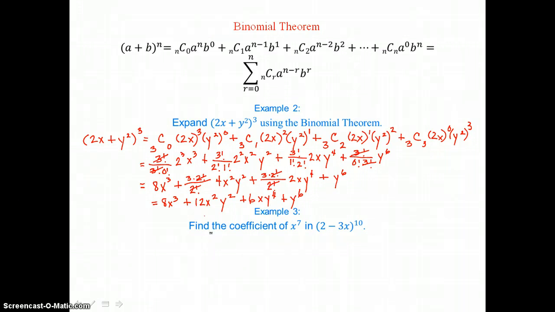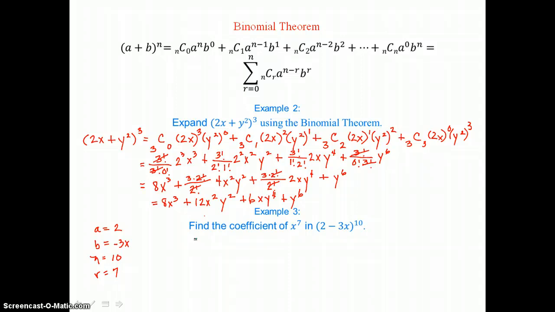In example 3, we want to find the coefficient of x to the 7th in the expansion of 2 minus 3x raised to the 10th power. So let's pick out our a value. It's going to be 2. Our b value in this expansion is negative 3x. Our n value is 10. And our r value is 7.